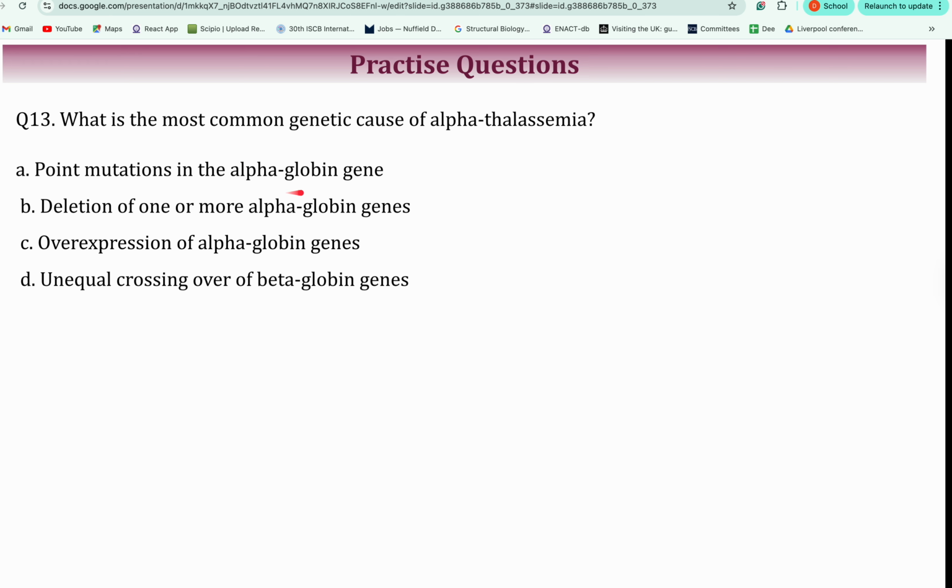Option A, point mutations in the alpha globin gene. Option B, deletion of one or more alpha globin genes. Option C, overexpression of alpha globin genes. And option D is unequal crossing over of beta globin genes.